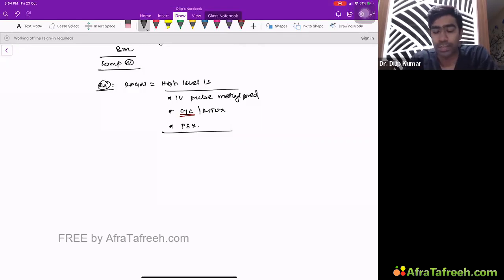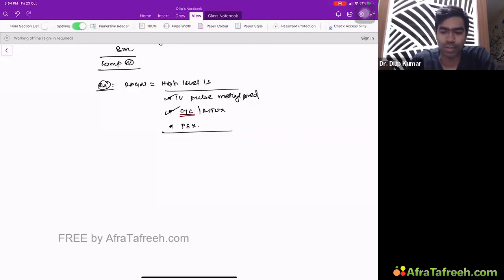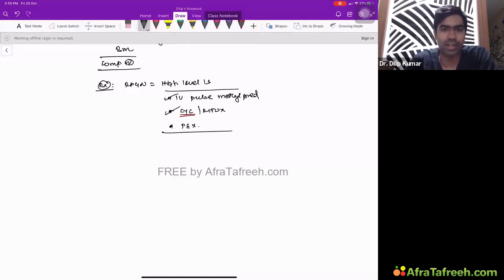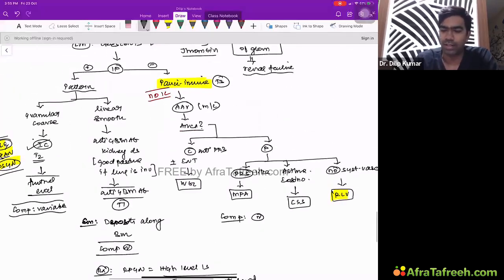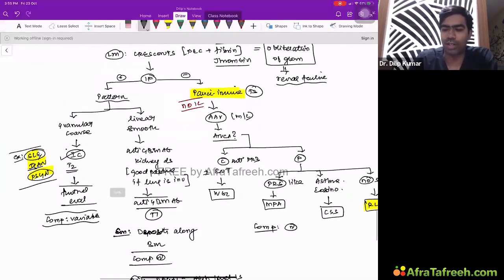So these are the typical indications where you can use plasma exchange. Otherwise, we don't really use plasma exchange. The treatment becomes IV pulse methylprednisolone with cyclophosphamide. So these are the treatment options that are available for crescentic glomerulonephritis. As far as crescent is concerned, the word crescent means you need to give a high level immunosuppression. Do you understand this crescentic glomerulonephritis, so that we can move on to the next step?